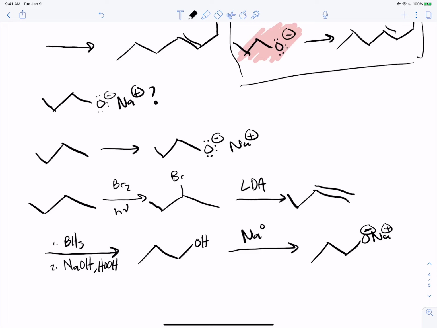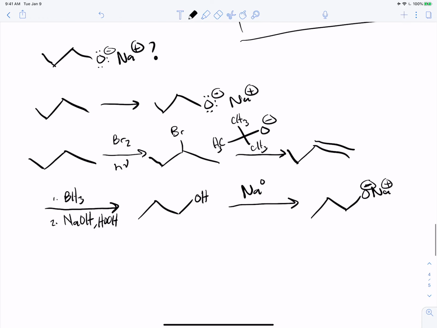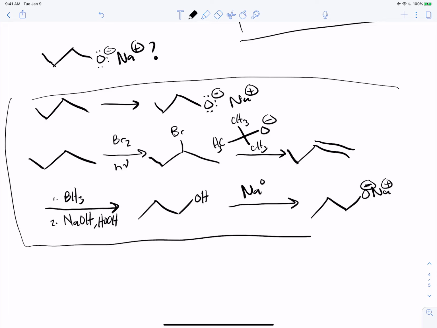I guess the only thing that's different is in this step. I think LDA probably would be fine, but in this step, you have to try and gear it towards getting the less substituted alkene. So you would want to use something like tert-butoxide, or LDA would be fine as well, because I think it's the Hofmann product you want instead of the Zaitsev product. But yeah, so if I want to make an alcohol or an alkoxide from an alkane, this would be a way to do that.